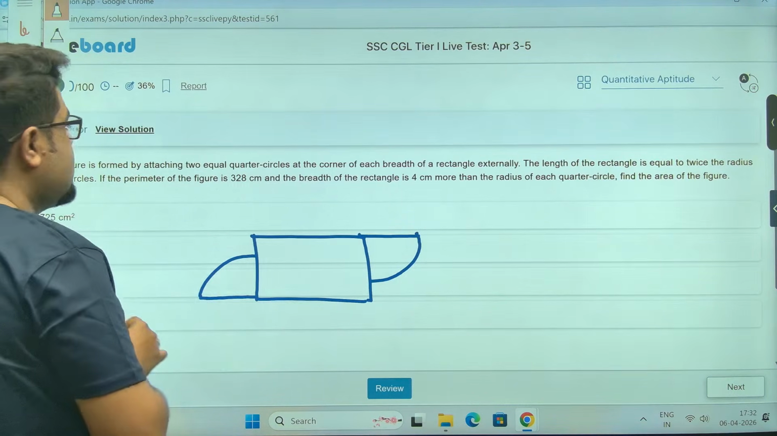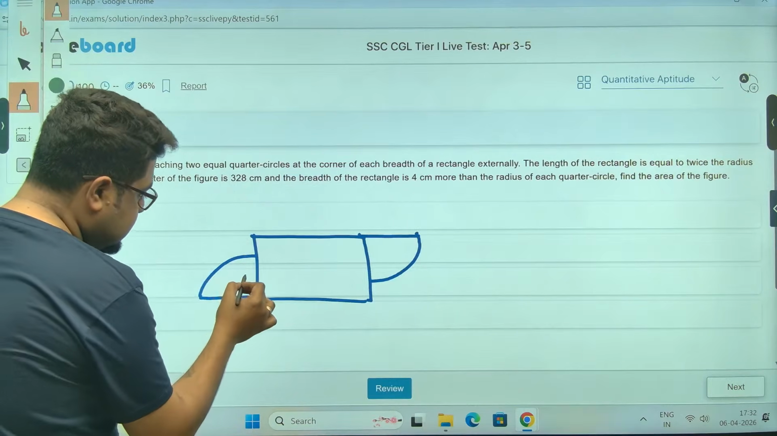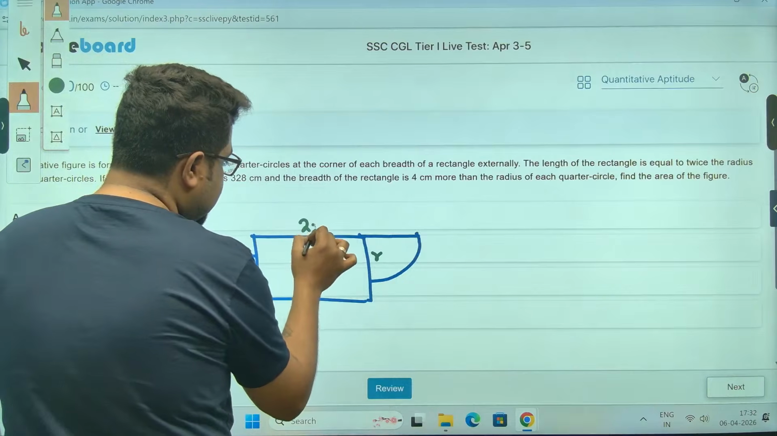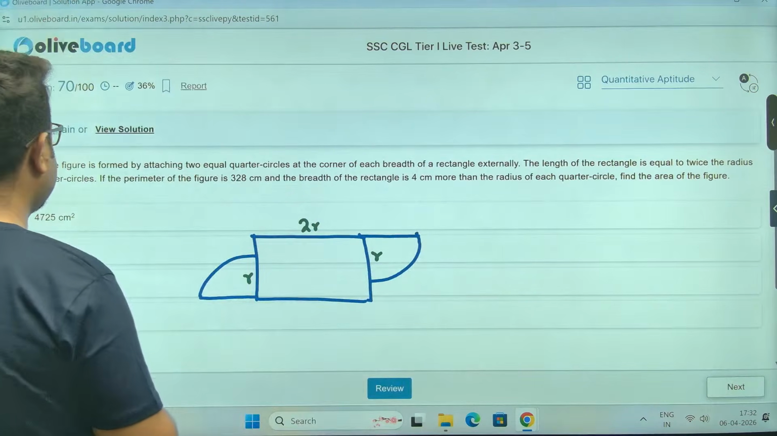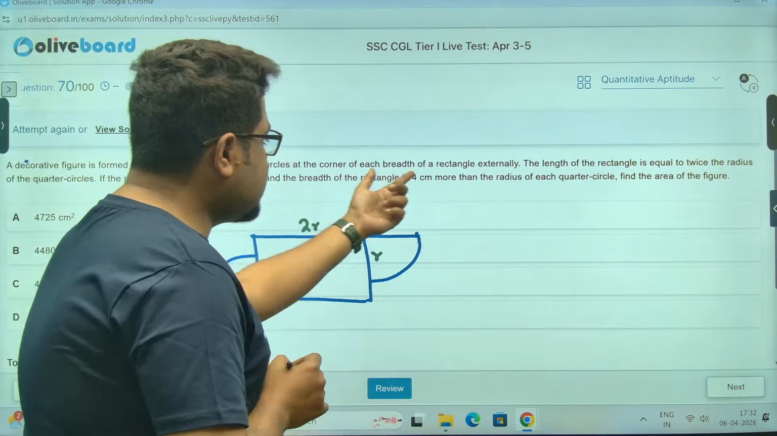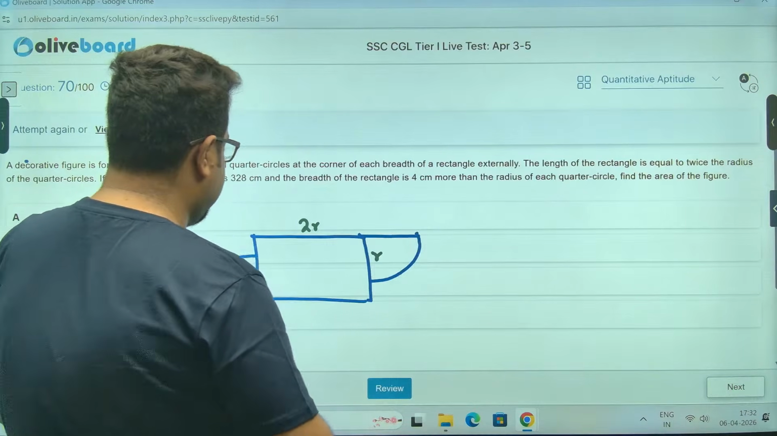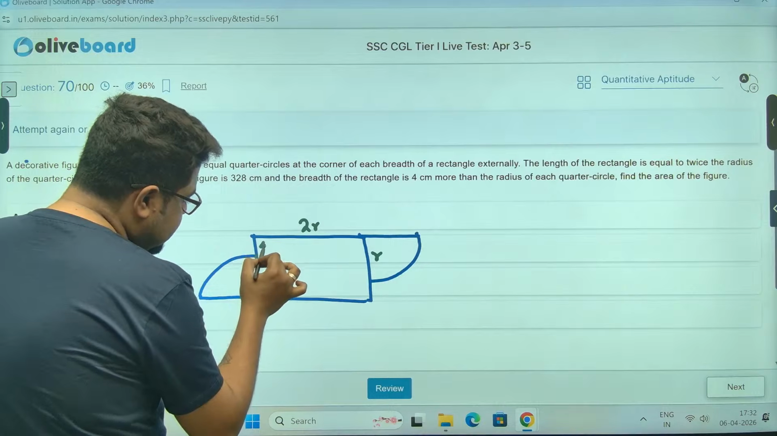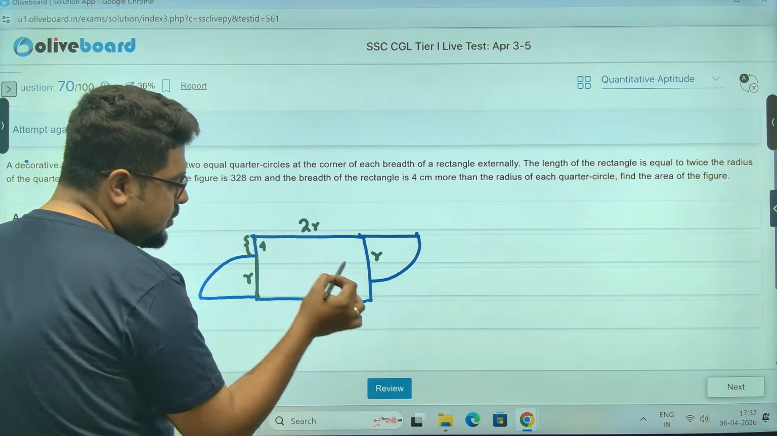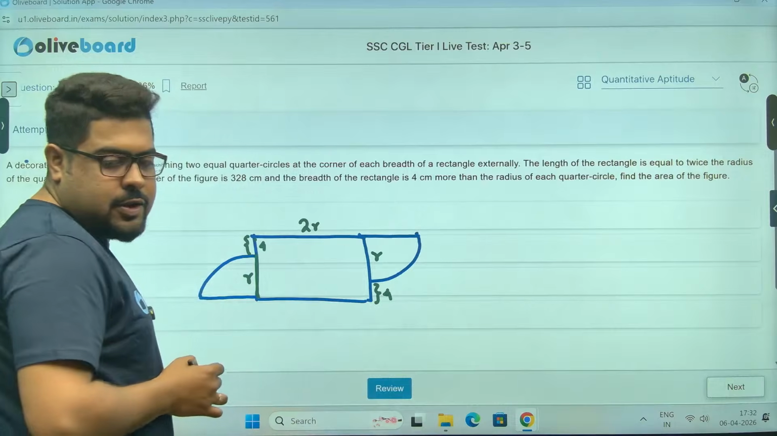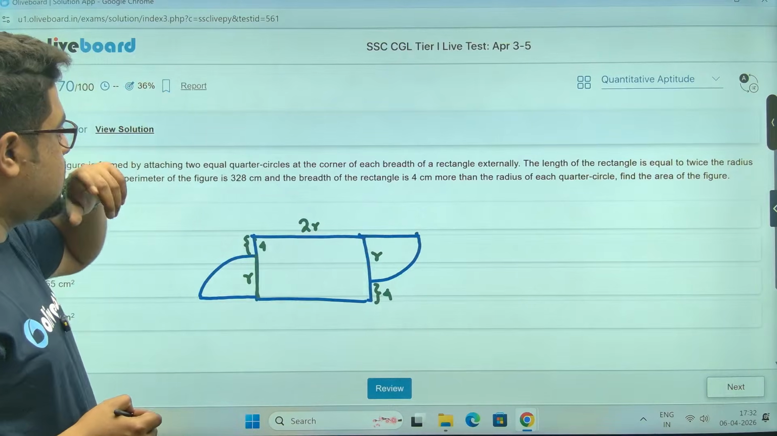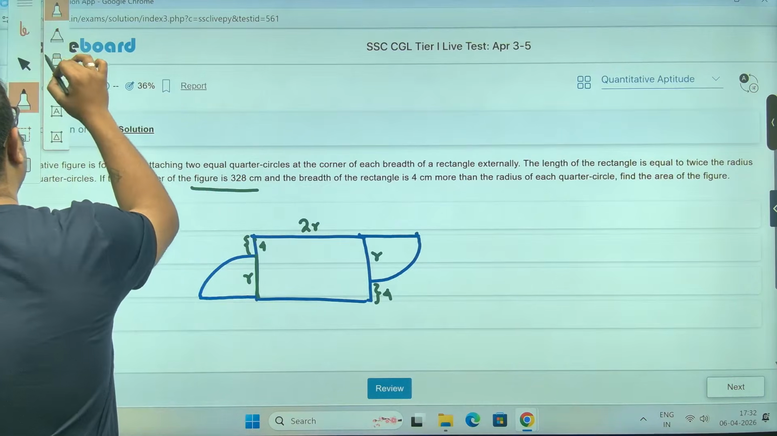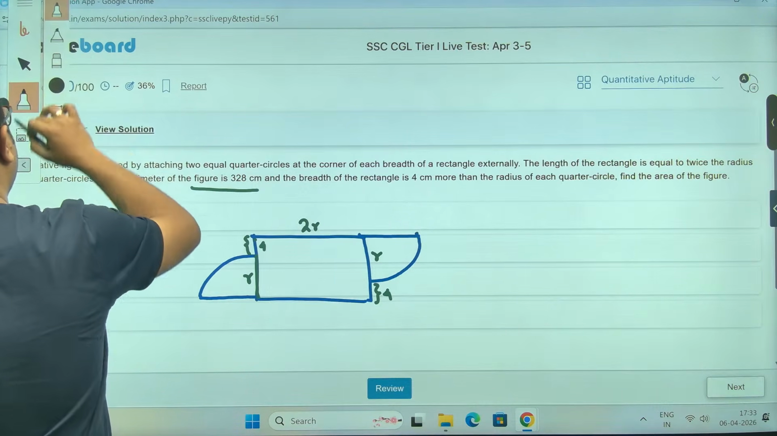Now, they are saying this is radius, sir. Length is 2r, double, equal to twice the radius. Breadth is 4 centimeter more than the radius. Breadth is 4 centimeter more means, sir, this much is radius. So can I say this is 4? Only this part is 4. Now they are saying perimeter is 328. So I'll get the value of r from here.